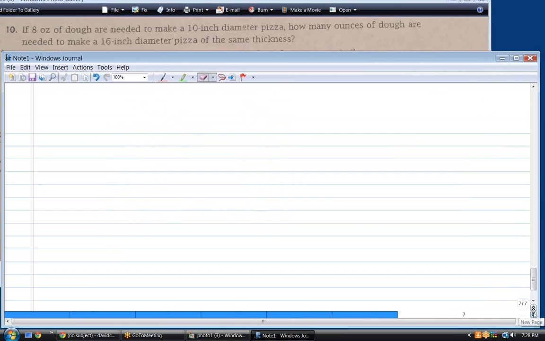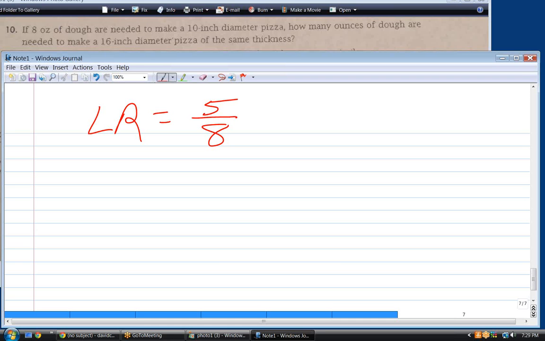Eight ounces of dough are needed to make a 10-inch diameter pizza. How many ounces of dough are needed to make a 16-inch diameter pizza? What are they giving us? Well, I mean the 10-inch and the 16-inch. What measurements are those? Linear. Okay, what is the linear ratio? 10 to 16? Yeah, 5 to 8. We'll leave it as a ratio.